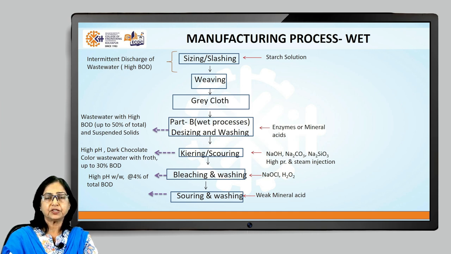After curing, scouring, the fabric is washed and then it is subjected to the next process, that is bleaching. Bleaching is done to impart white color, because natural fabric has a pale yellow color. So it is bleached with sodium hypochlorite and hydrogen peroxide, and this removes the pale yellow color of the fabric, and the wastewater emanating from this process is characterized by high pH. About 4% of total BOD is contributed by this wastewater stream. After bleaching, the fabric is treated in a process known as souring. Now, souring is nothing but treatment with weak mineral acid, and the purpose is to neutralize any alkaline agent remaining from the previous process of bleaching.